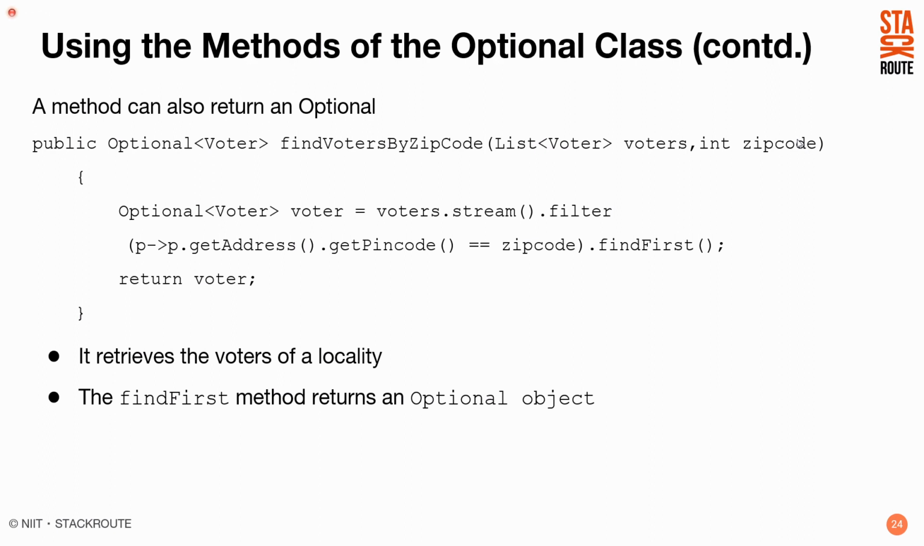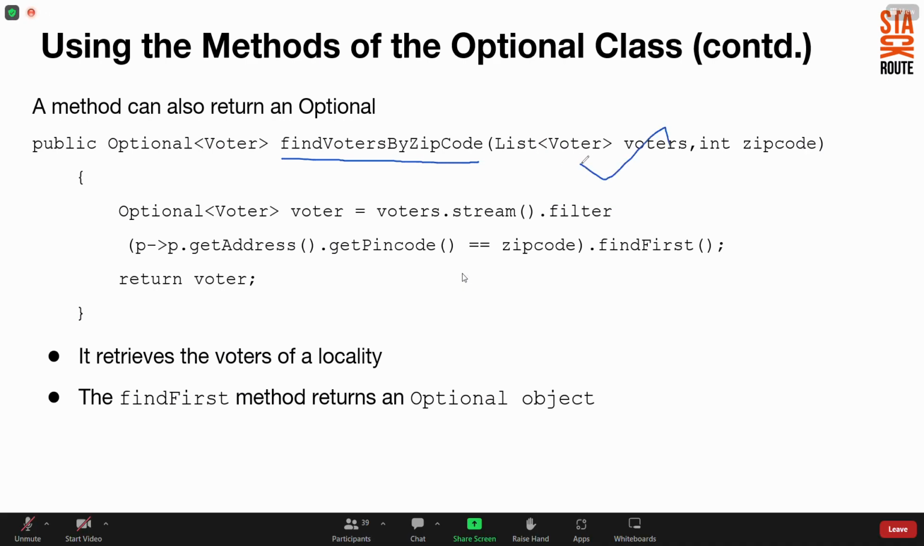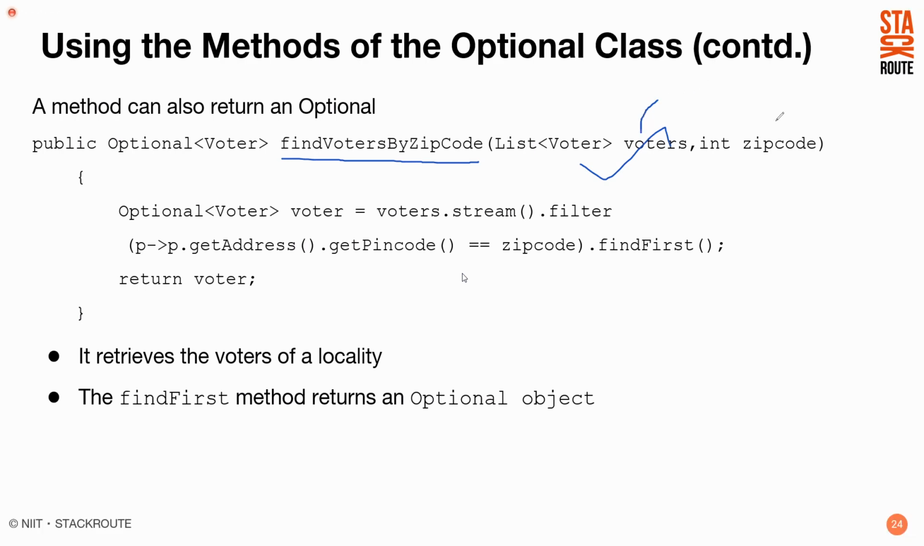A method can also return an optional. So I can have a user defined method where you can return an optional object of the respective type. See here, please look into the method. I think this method is used to filter all the voter list based on zip code. So I'm defining a method find voter by zip code. I am passing my collection and I am passing my zip code. So I just wanted to check whichever voters belong to the particular zip code I want to store.